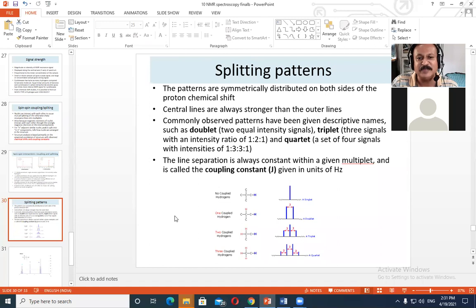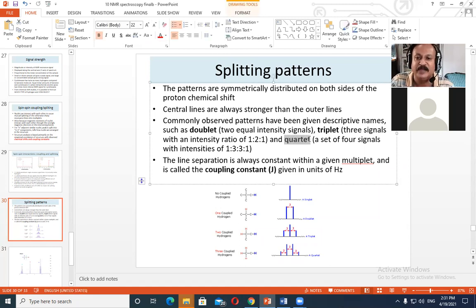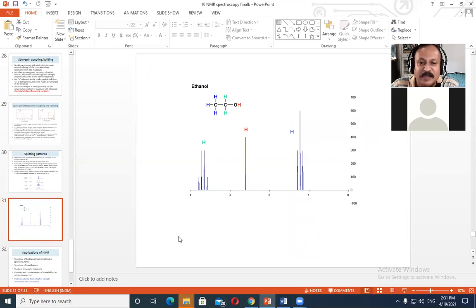So this is the same thing which I was telling you, a doublet, triplet, or quartet. I said quadruplet, but the correct term is a quartet. A quartet is a set of 4 signals, and these 4 signals will be obtained from 3 protons which are close to each other and very similar to each other. Without going into too much detail of that, there is one more example of ethanol.